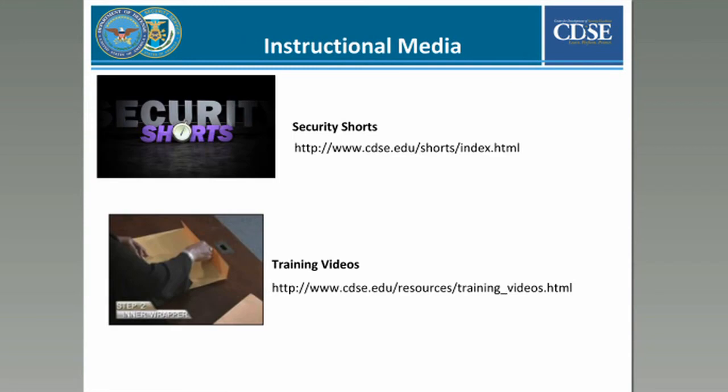In addition to instructor-led and e-learning courses, CDSE also offers a wide variety of instructional media in support of the DoD Information Security Program. This includes security shorts, which are targeted e-learning courses designed to be completed in less than 15 minutes, and short training videos on various security procedures and practices.